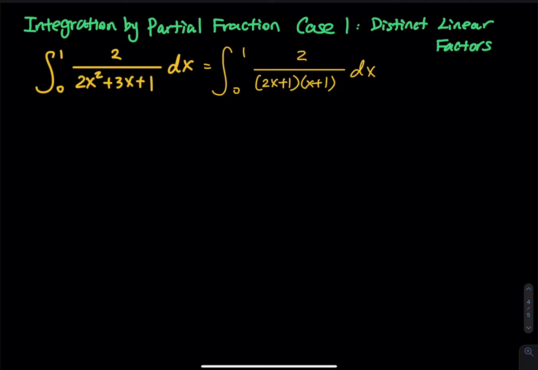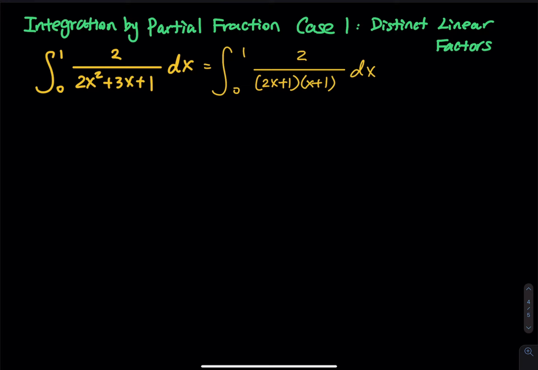We are going to integrate the given function using partial fractions, and this belongs to case 1, where there are distinct linear factors. So in the given integral, you have 2 divided by 2x squared plus 3x plus 1. First of all, you have to factor the denominator. So 2x squared plus 3x plus 1, you factor that using any method you like. That equals 2x plus 1 times x plus 1. You do not need to show any work for that.